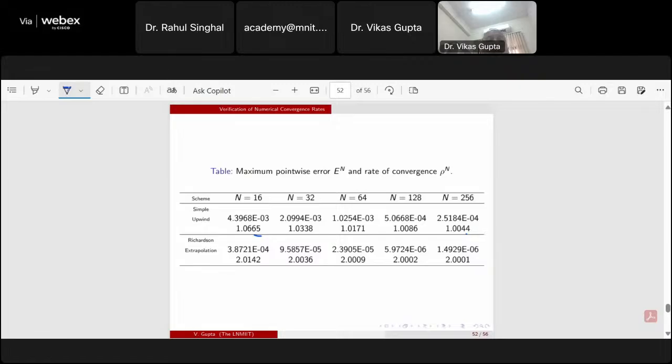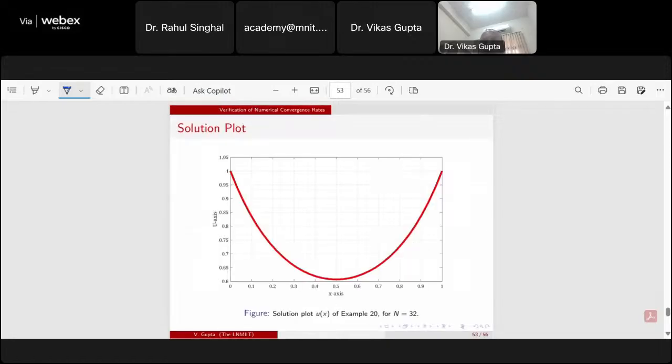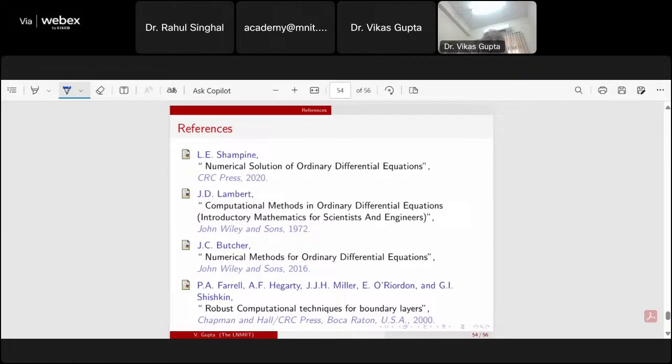The upwind scheme with Richardson extrapolation is again shown to be second order accurate numerically also. This is the solution profile. These are some references which I used to prepare this lecture.